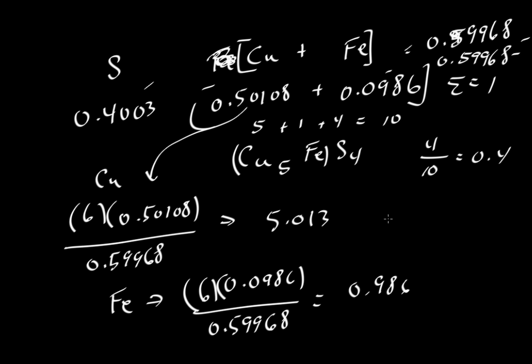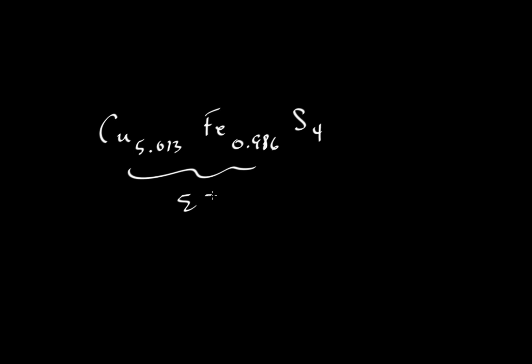And that gives us a value of 0.986. So the precise formula would be copper 5.013, and then iron 0.986, and then sulfur at just 4. We're just assuming we have a perfect number of sulfurs. So this would be our precise formula unit, and that's pretty close to the ideal. So let's just rewrite that again. Our formula would be copper with a subscript of 5.013, and then iron with a subscript of 0.986, and we'll just say we have 4 sulfurs. So these sum to 6.